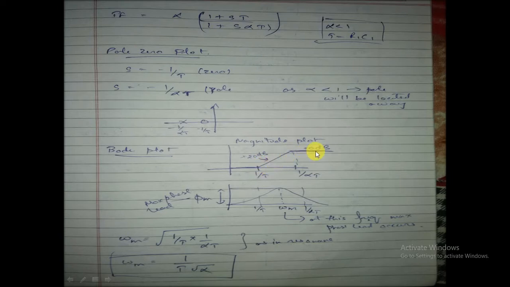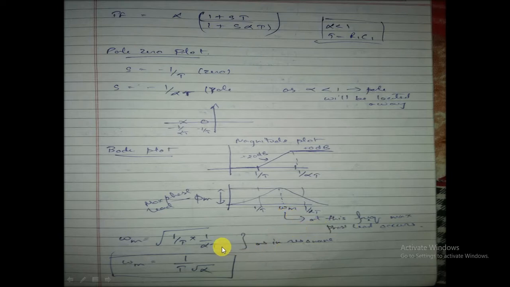It is the plot of a high pass filter, a practical high pass filter we are talking about, and the maximum phase lead. So this is the magnitude plot. If we plot the phase, then it will be like this, and this omega m is the point where there will be the maximum phase. And how can we calculate this?